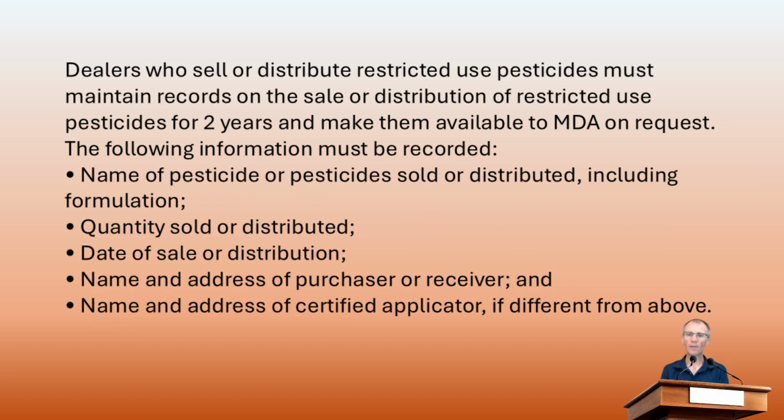Dealers who sell or distribute restricted use pesticides must maintain records on the sale or distribution of restricted use pesticides for 2 years and make them available to MDA on request. The following information must be recorded: name of pesticide sold or distributed, including formulation, quantity sold or distributed, date of sale or distribution, name and address of purchaser or receiver, and name and address of certified applicator if different from above.